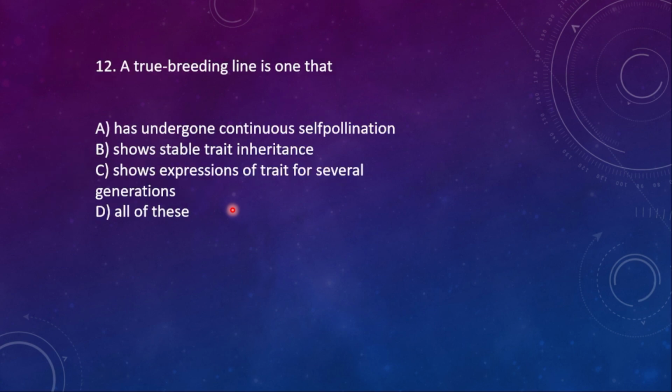Next one, question number 12. A true breeding line is one that, option A, has undergone continuous self-pollination; B, shows stable trait inheritance; C, shows expression of trait for several generations; and then D, all of this. Here the right option is option D, all of this.